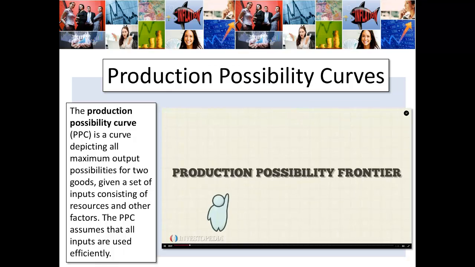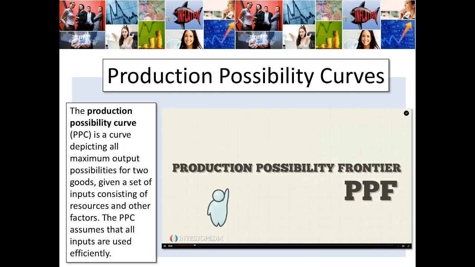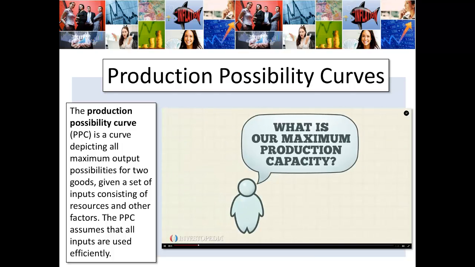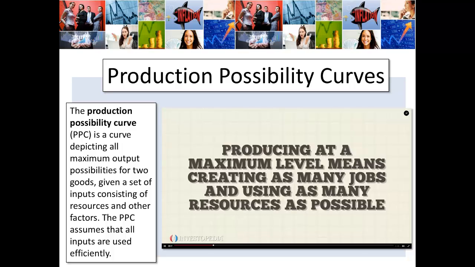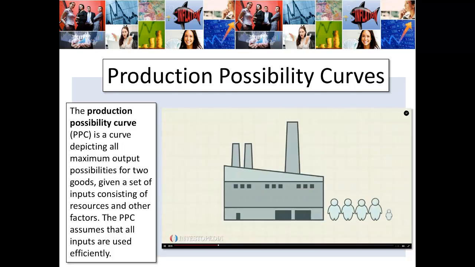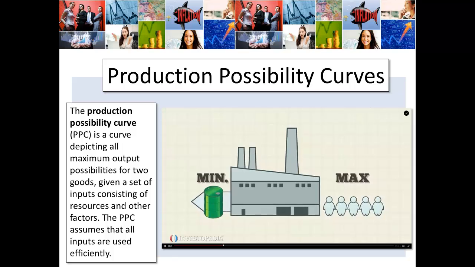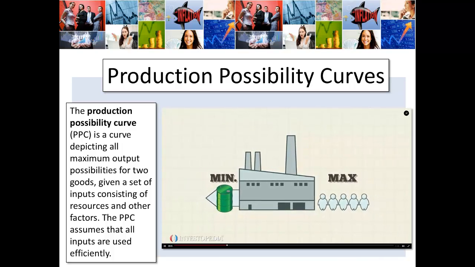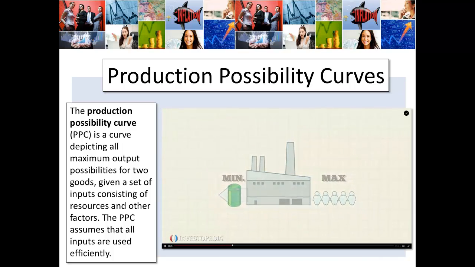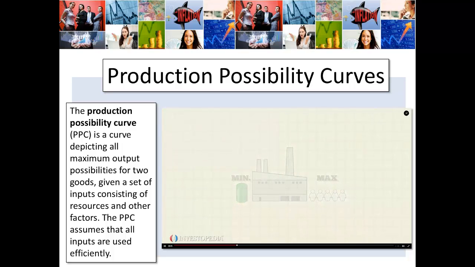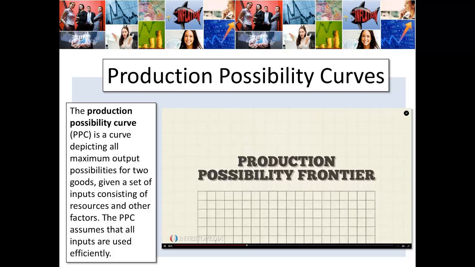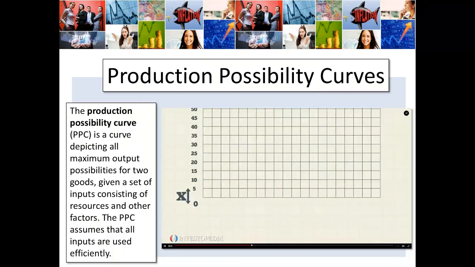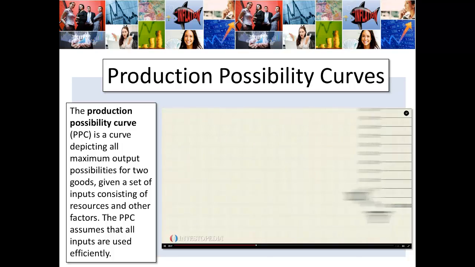A production possibility frontier, PPF, is a range of answers to the question, what is our maximum production capacity? Producing at a maximum level means creating as many jobs and using as many resources as possible. This maximizes employment and minimizes unused resources. It is usually impossible to achieve this ideal state, but it is a good goal. For simple examples, the production possibility frontier is represented by a graph with a vertical x-axis and a horizontal y-axis.